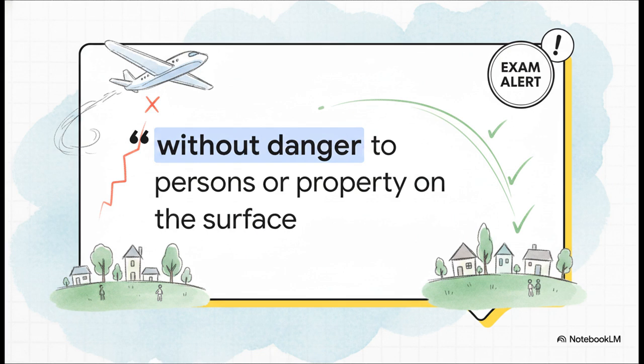Exam alert here, folks. Pay close attention to that exact phrasing. Without danger to persons or property on the surface. Basically, no matter where you're flying, this golden rule is always running in the background.